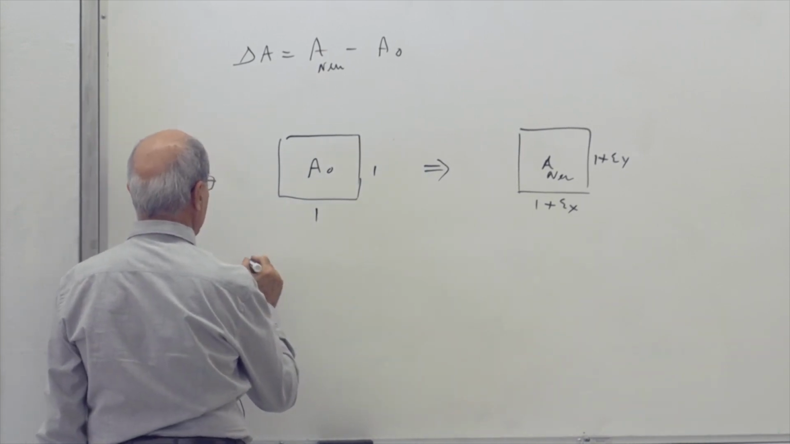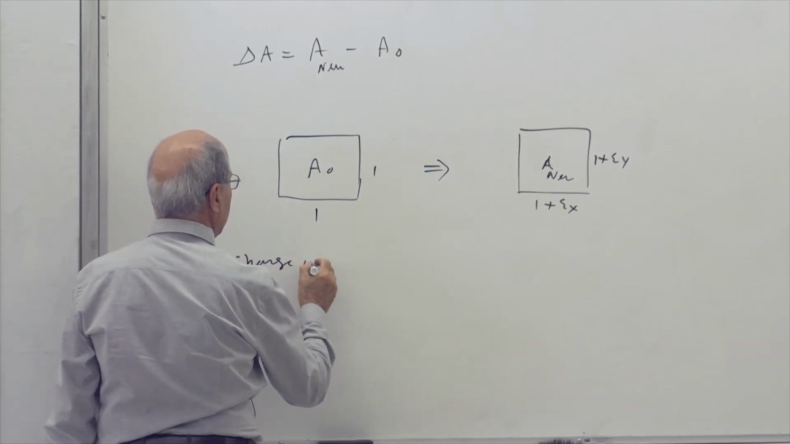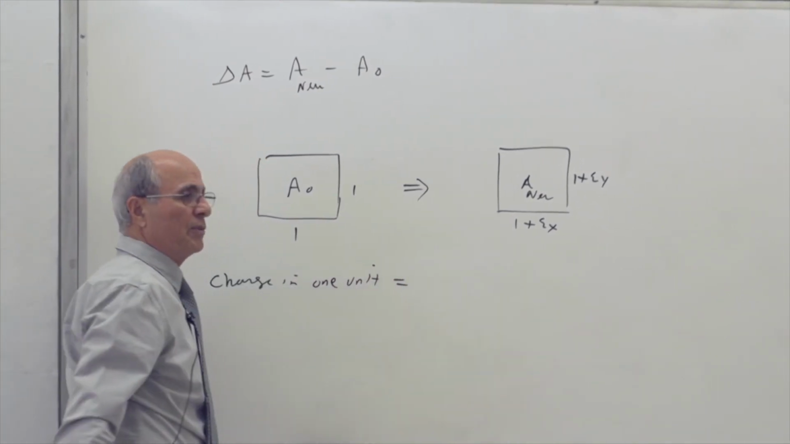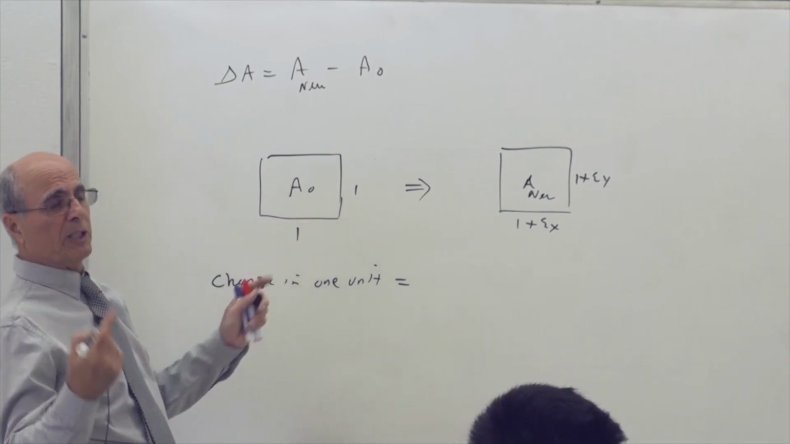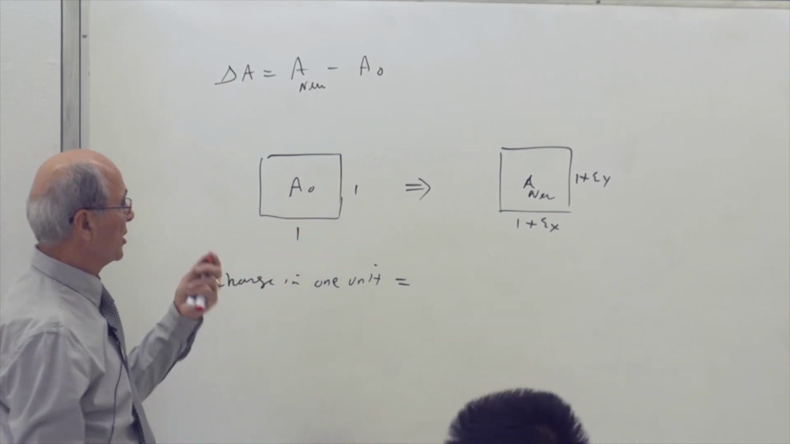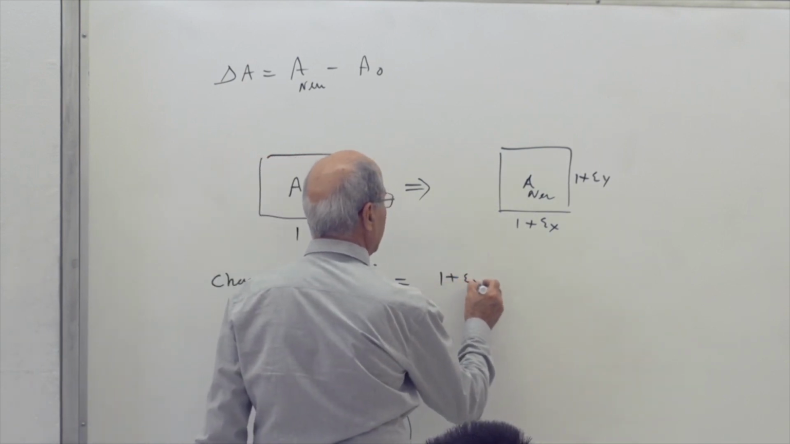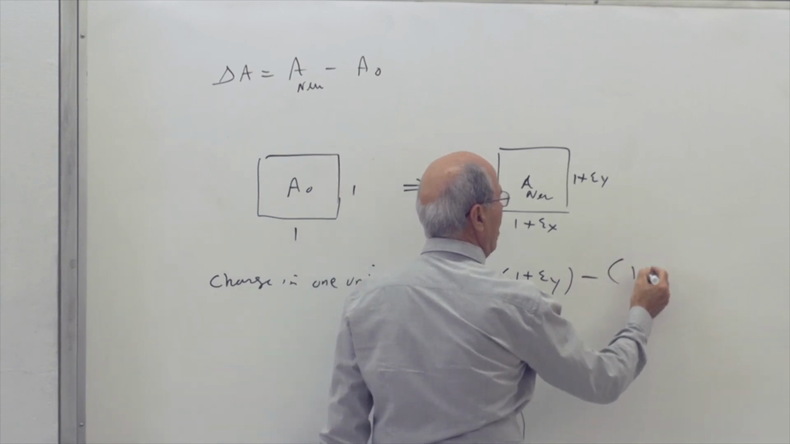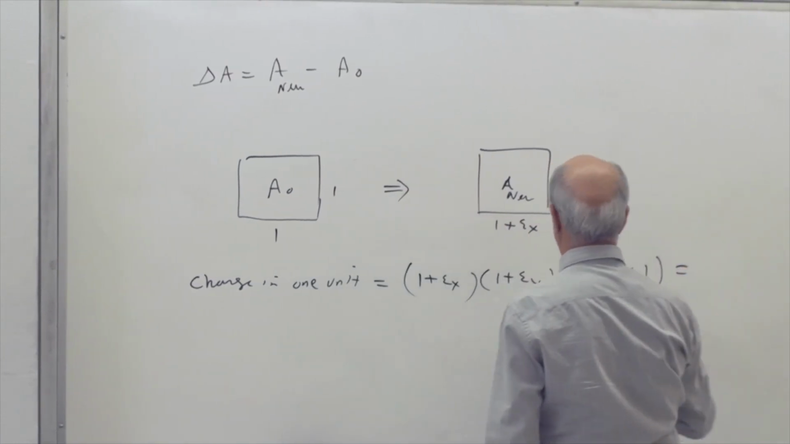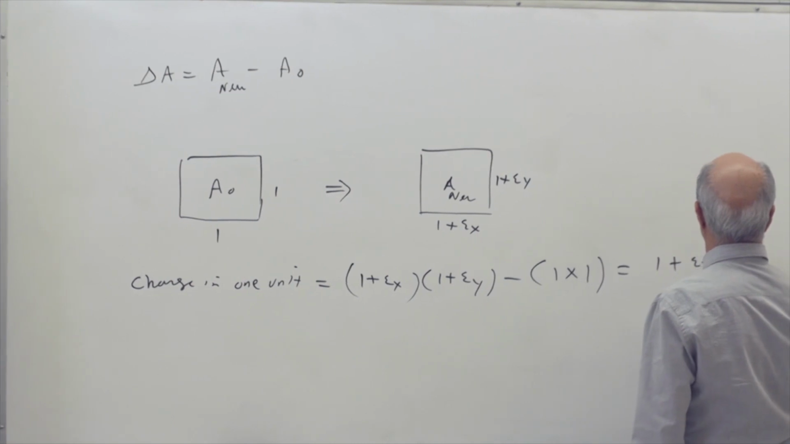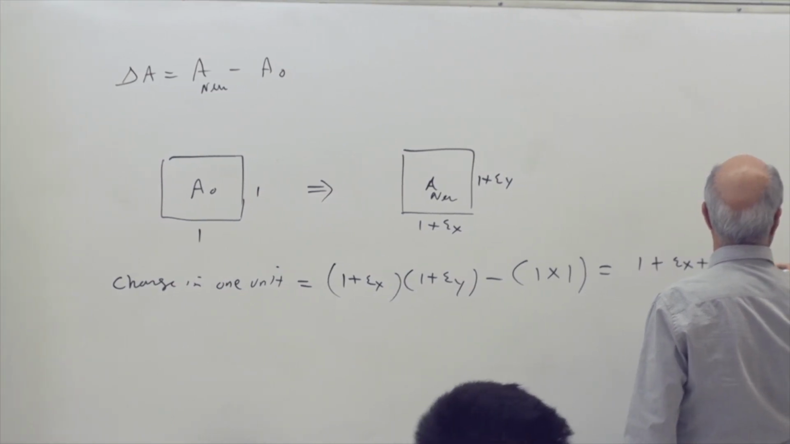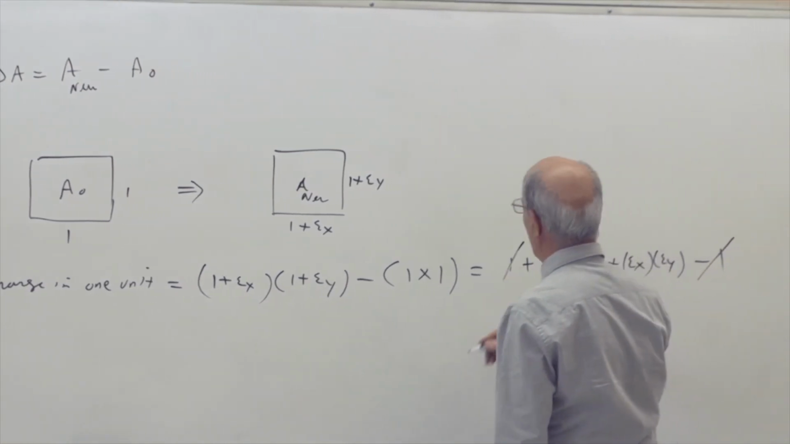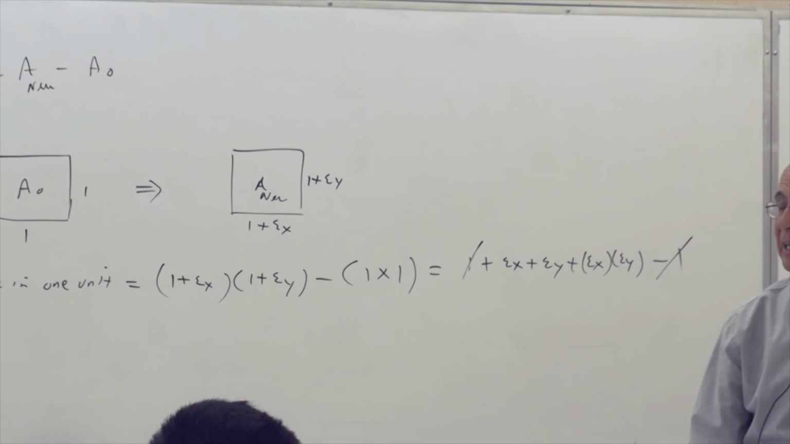So now if I calculate the change in 1 unit, this is what we did. This is only 1 unit because 1-by-1 is 1 unit: 1 square inch, 1 square millimeter, etc. So that becomes (1 plus epsilon x) multiplied by (1 plus epsilon y) minus 1. Then we expand it. We get 1 plus epsilon x plus epsilon y plus epsilon x multiplied by epsilon y minus 1. Now this 1 and that 1 drop out, and I get these 3 numbers.